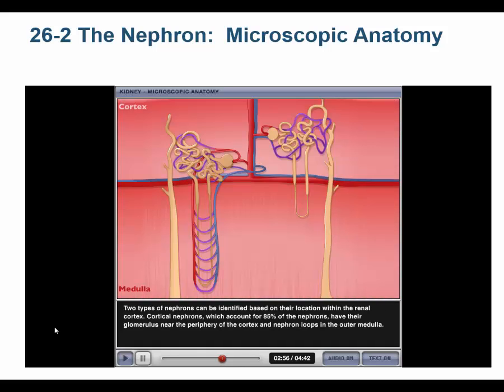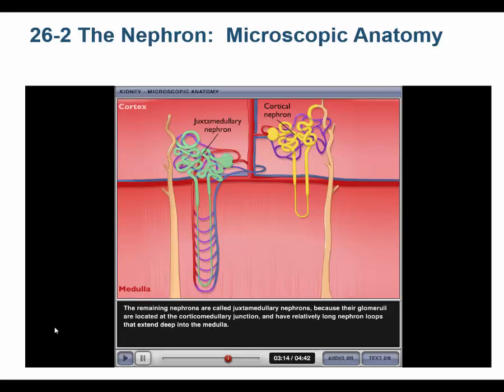Two types of nephrons can be identified based on their location within the renal cortex. Cortical nephrons, which account for 85% of the nephrons, have their glomerulus near the periphery of the cortex, and nephron loops in the outer medulla. The remaining nephrons are called juxtamedullary nephrons, because their glomeruli are located at the corticomedullary junction, and have relatively long nephron loops that extend deep into the medulla.